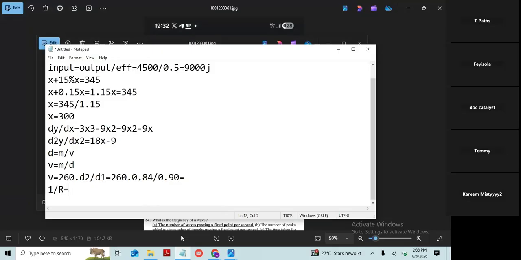But in parallel, we have 1 over R1 plus 1 over R2 plus 1 over R3. Definitely, I'll be having the R1 times R2 divided by R1 plus R2. Okay, now we are given 4 and 6. Please input that into this formula.